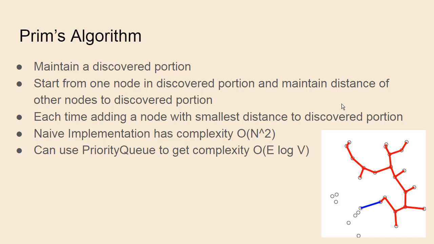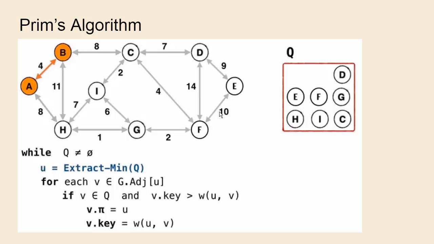The naive implementation of this method has quadratic complexity, because every time we go through the n nodes and figure out their distance to the connected portion. However, if we use a priority queue, then we can drop the complexity to E log V, essentially the same complexity as Kruskal's algorithm. Here is a pseudocode for Prim's algorithm.